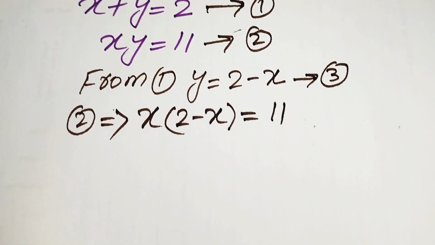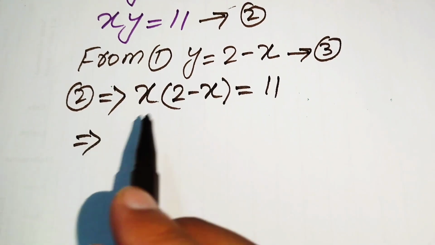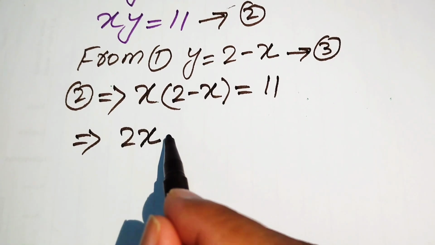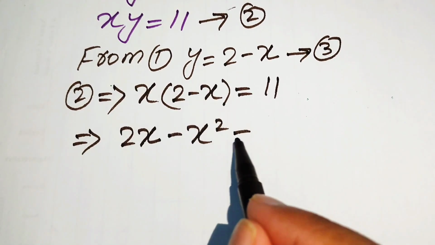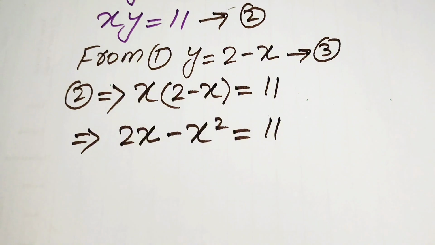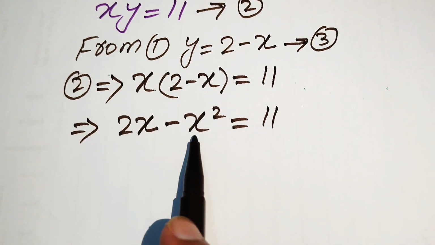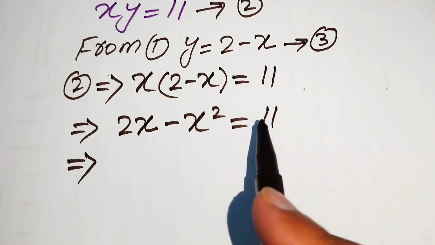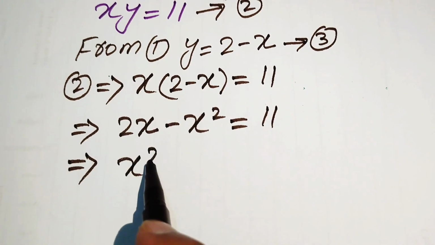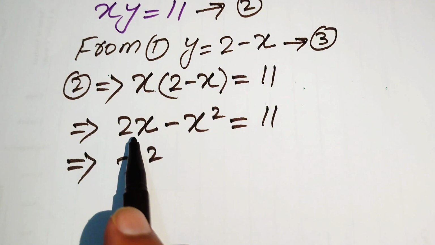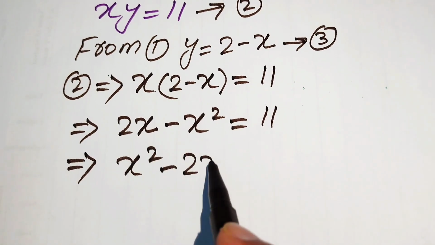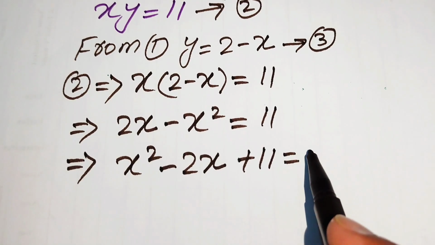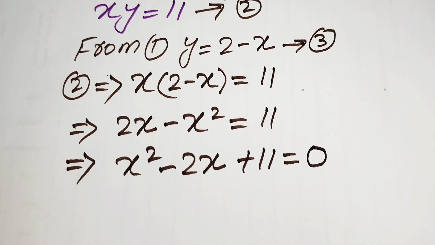equals 11. Now in the next step we multiply this x on both of these two terms and it will be written as 2 times x minus x square equals 11. Now in the next step we move these two terms to the right hand side. When we move this minus x square it becomes plus x square, and when we move this plus 2x it becomes minus 2x, and this already has plus 11 on the right hand side, and the whole equals 0.